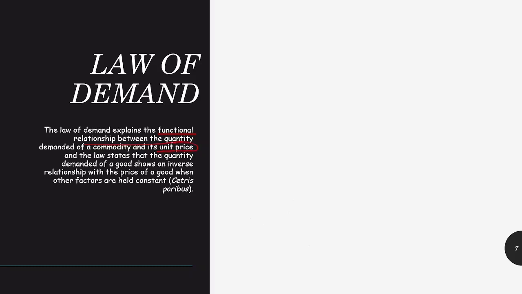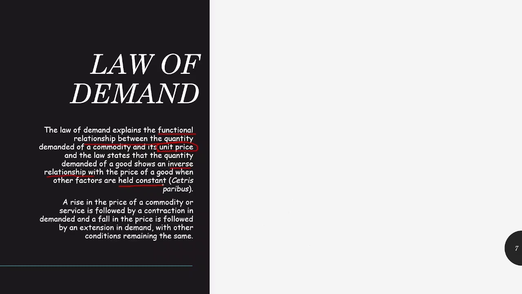Unit price here we are talking about. So what the law states is that the quantity demanded is inversely related to the price of goods. Here all the other factors except price are kept constant, meaning income, taste, preference are all kept constant, only price is changing. A rise in the price of a commodity causes contraction in demand, meaning the demand for the commodity decreases, and a fall in price causes increase in demand, which is extension in demand. So this is basically the law of demand.